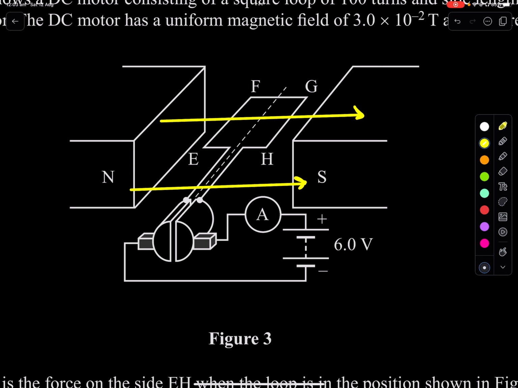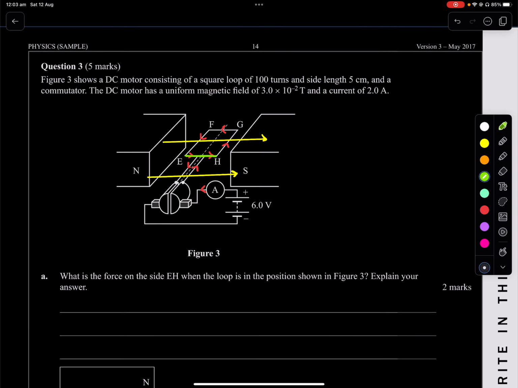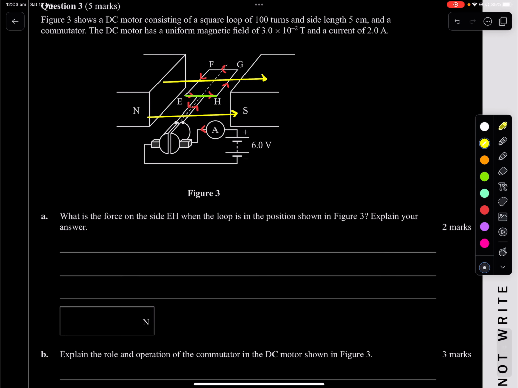And what do we know? Well, the current is going over here, over here, over here, and coming outwards. What can we see? Well, on the side EH, we can see that the current is parallel to the magnetic field, which means that the force is 0 on the side. So what do we write? Well, we just write 0, and we have to write an explanation.